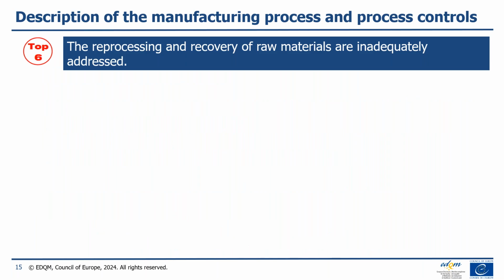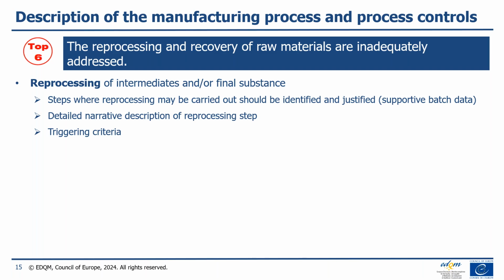We will now come to another part of the description of the manufacturing process and to our current top 6 deficiency, which is inadequate descriptions and discussions or level of information for reprocessing and recovery of raw materials. Reprocessing of intermediates and of final substance is of course acceptable, provided that steps where reprocessing may be carried out are identified and justified. A detailed narrative description should be provided for the reprocessing step, and very important, we want to know which are the criteria triggering the reprocessing.